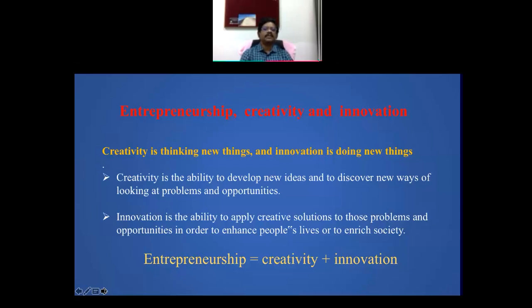And creativity is the ability to develop new ideas and discover new ways of looking at problems and opportunities. As a whole, you can see that entrepreneurship is nothing but creativity plus innovation. That means the job of entrepreneurship mostly involves, and is all about, dealing with creativity and innovation.